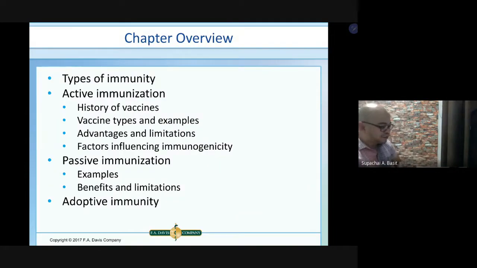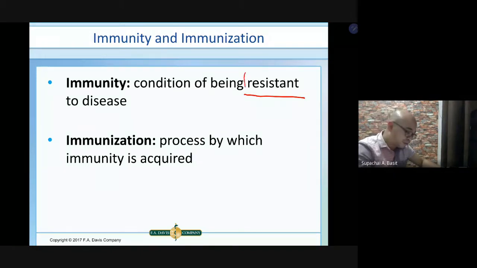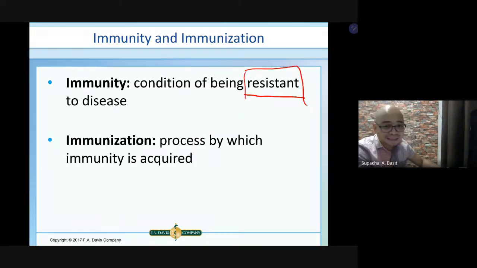This is the outline of our discussion. We will be talking about the types of immunity, although I introduced this in chapter three, and then active immunization, passive immunization, and adaptive immunity. Immunity is defined as the condition of being resistant to disease. Resistant means we will not get the infection or the disease, and in order for us to achieve it artificially, we need to have immunization.